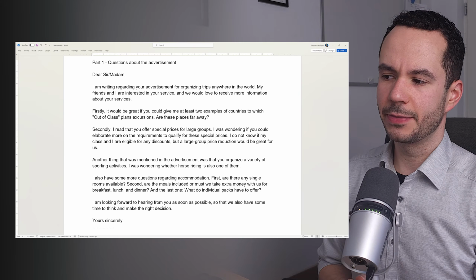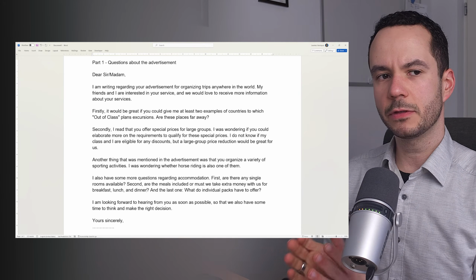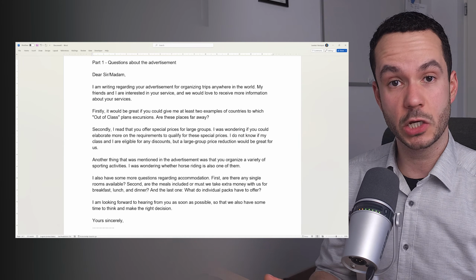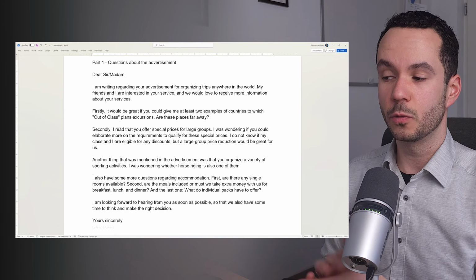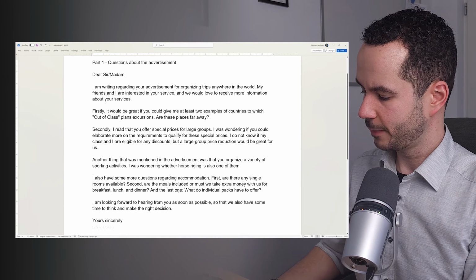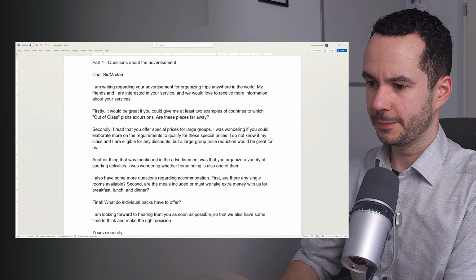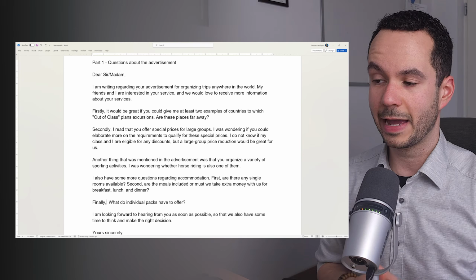And then we get, "And the last one, what do individual packs have to offer?" Now, even though this is not incorrect, it has nothing to do with accommodation, right? This is a new thing. So that means that we need to have a new paragraph. So let's do that. Let's add a new paragraph and say, "Finally," that fits with the first, second, and the rest of the things that we have.